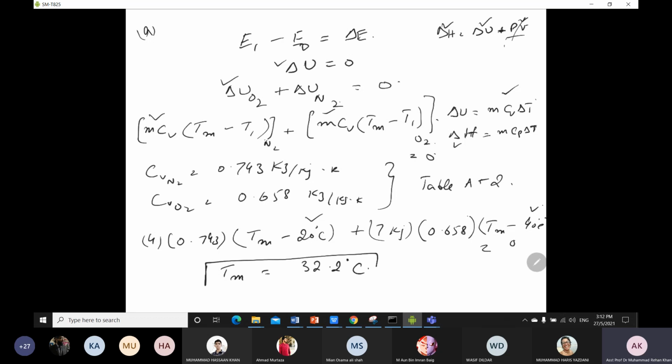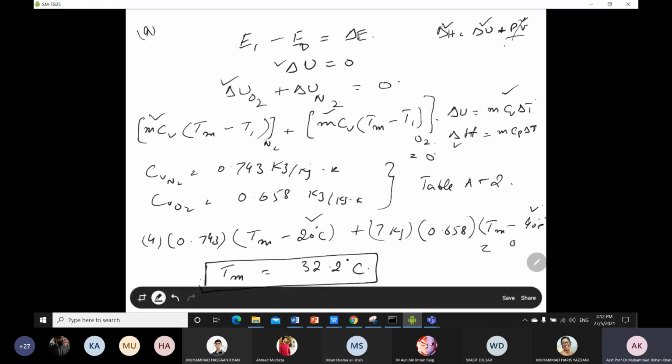Okay, so this is the first thing which is required for part number A, to find the mixture temperature. Okay, so this is the solution for part A. If you have any question, you can ask me. Then we move towards the next part.